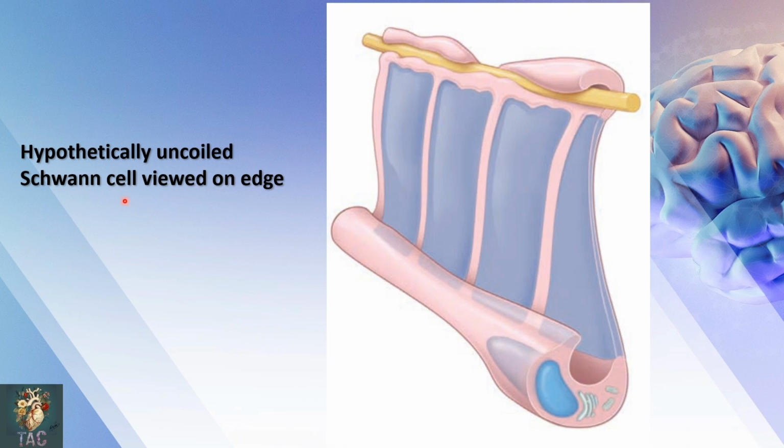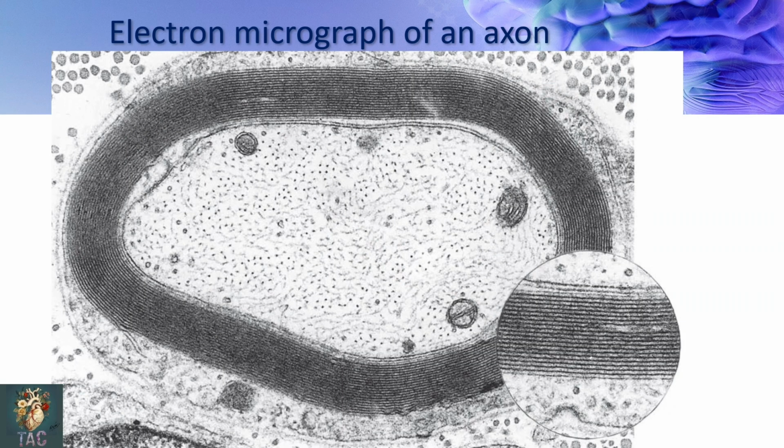So this is the process. If you hypothetically uncoil the Schwann cell, you can understand all of it. Now this is a beautiful electron micrograph of an axon, in which you can see different microtubules as well as mitochondria which are present, and this is the inner mesoaxon, and outer to this inner mesoaxon, a small amount of cytoplasm which is present. This is called the inner collar of the Schwann cell cytoplasm.